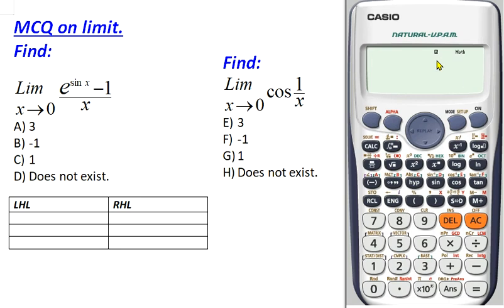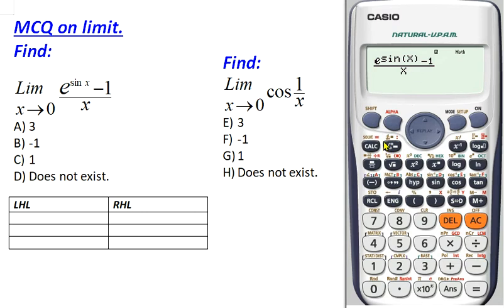Okay, and let's type this function. Let me type e to the power, where e is Euler's number, e to the power sine of x, using alpha and x. Then minus 1 in the numerator, and in the denominator, x. Let me type alpha x. This is our function, and the input variable x approaches 0.